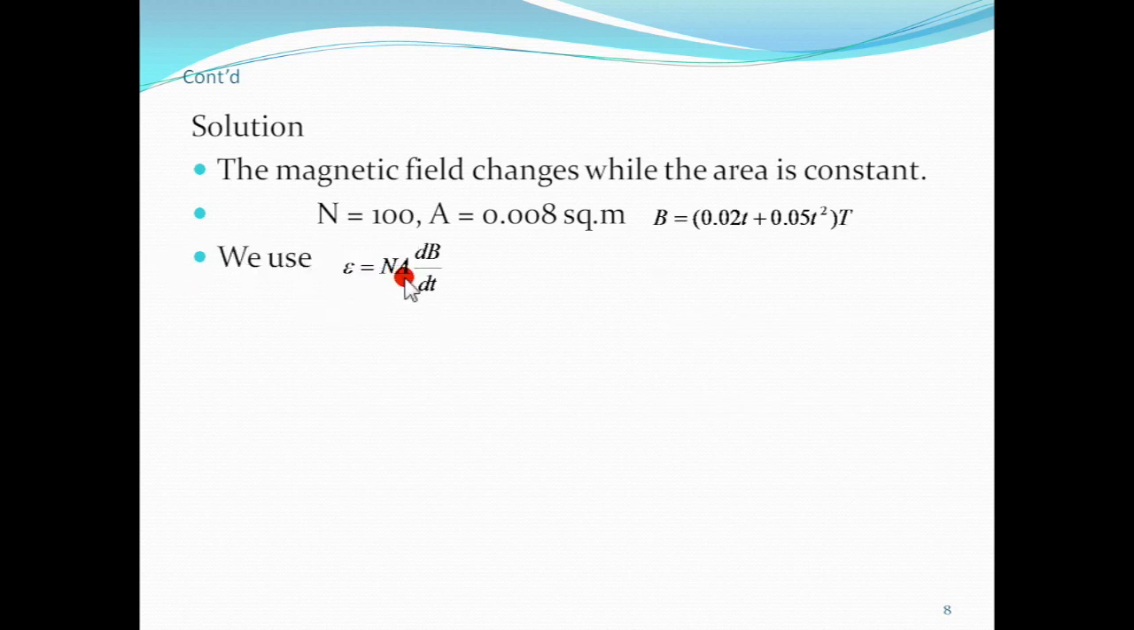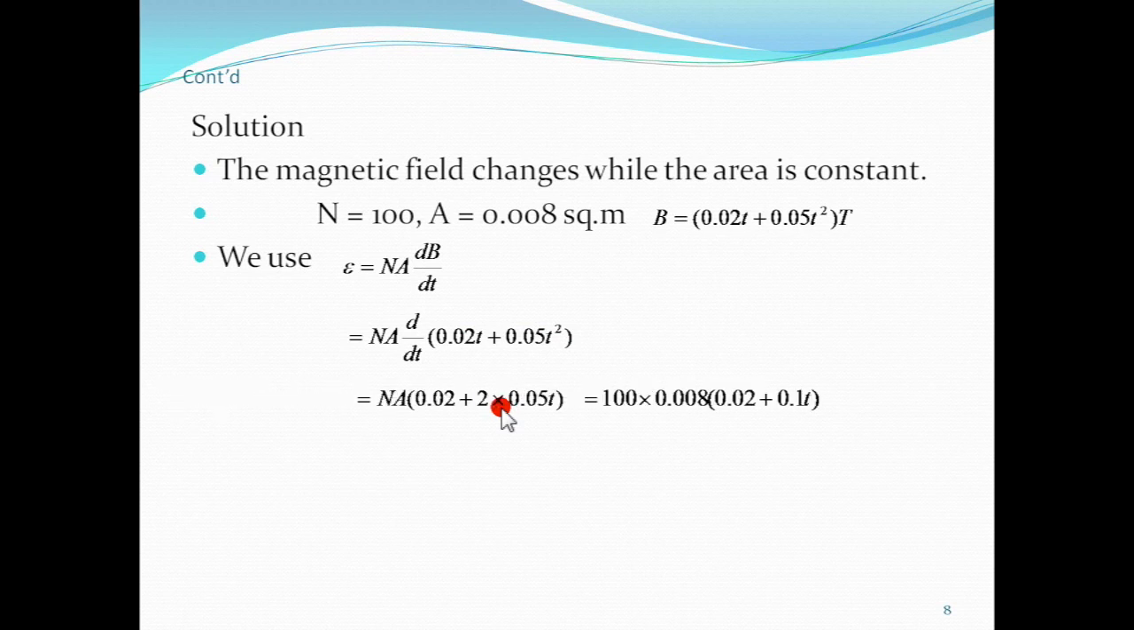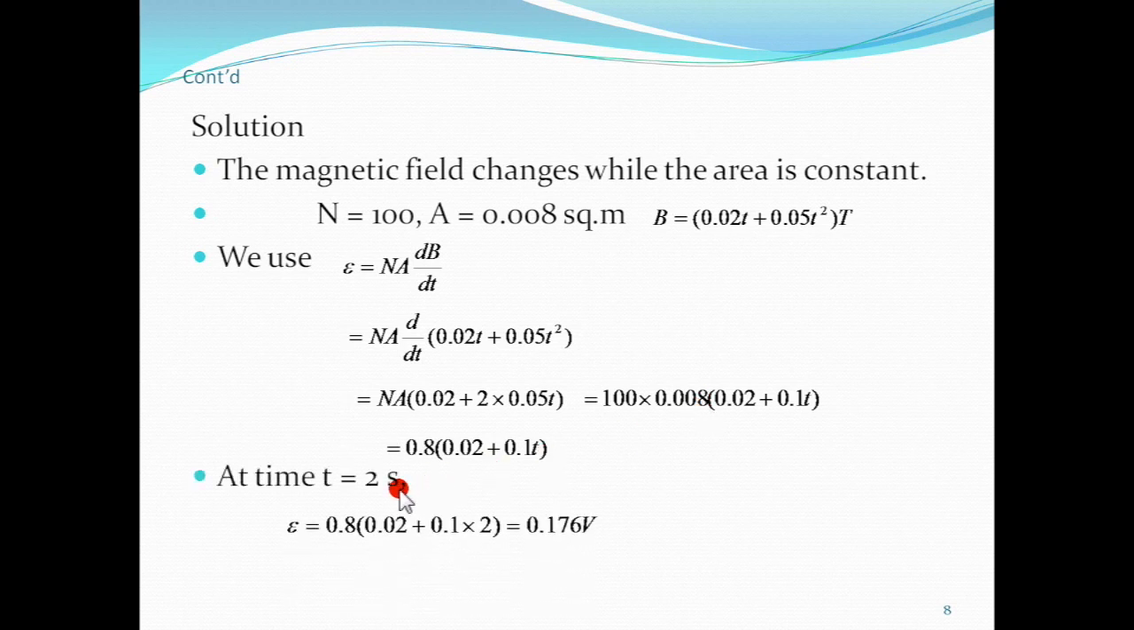The formula we use is n times A times dB by dt. Let's differentiate this one. The derivative of t squared is 2t to the power of 2 minus 1, which is 2t. So it's 100 number of turns, times 0.08 times 2 times 0.05 t. Substituting time, 2 seconds, we get 0.176 volt.